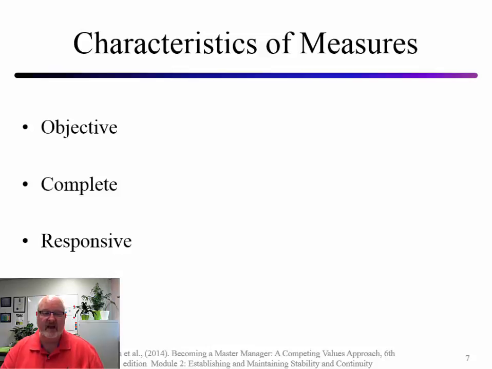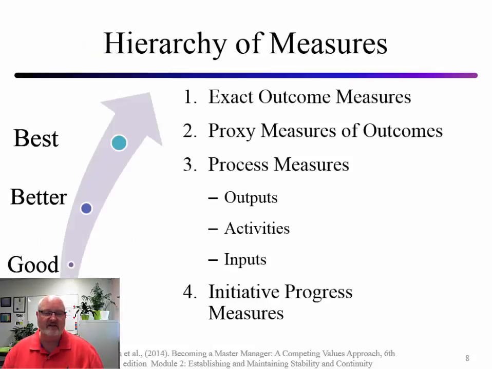You've got to have a measure that is complete and takes into account all of the system that you're trying to measure for on-time performance. And it has to be responsive and be able to be acted on by management so that changes can be made to improve on-time performance. So hierarchy of measures, you have good measures, better measures, and best measures.